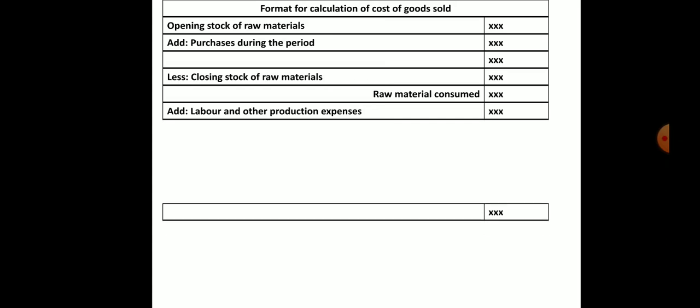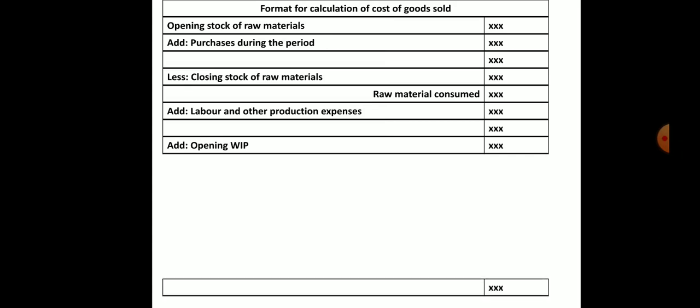Next, add labor and other production expenses. While producing the product, if there are any expenses given in the problem, you have to add them. If you add, you will get the total.